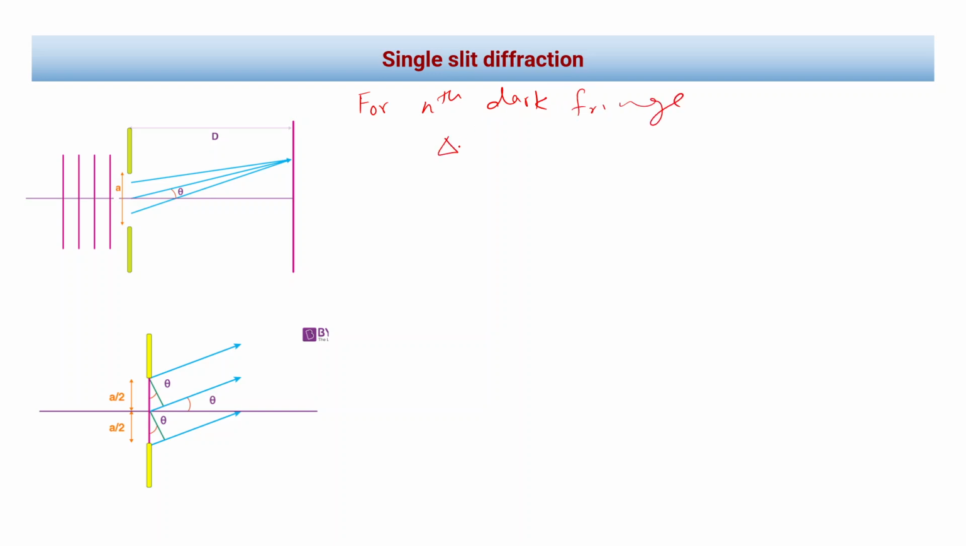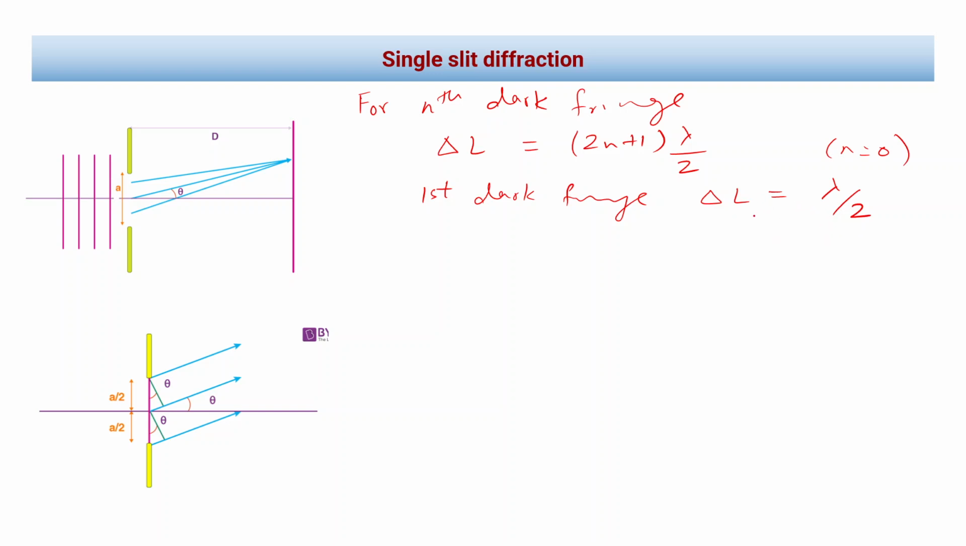we know the path difference, if I denote it by delta L, should be an odd multiple of lambda by 2, right? That means for the first dark fringe, n will be 0. For the first dark fringe, delta L will be lambda by 2, just for n is equal to 0. Okay.